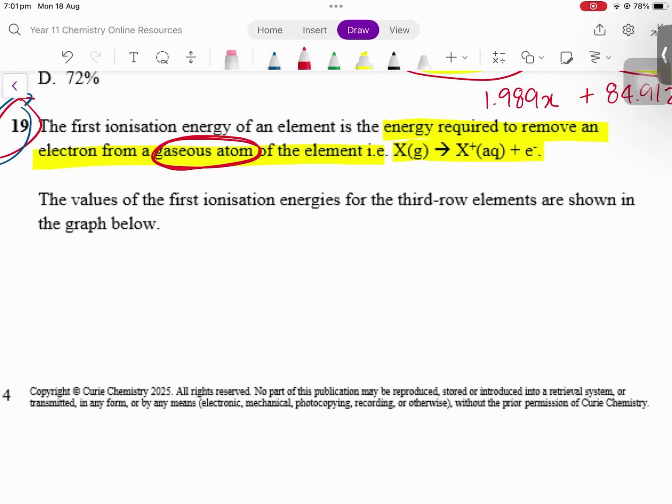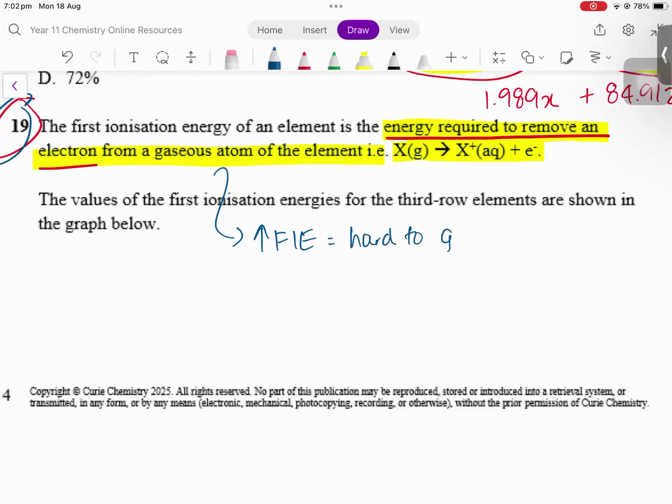For our sake, though, in terms of answering this theory question, your only concern is this part, your energy required to remove an electron. Okay, so let's dissect this and keep it straightforward. First ionization energy is the energy required to remove an electron. What that means is if the FIE is really high, first ionization energy, if it takes a lot of energy to do it, guys, in simple terms, what it means is this. Yeah, if the first ionization energy is high, in simple terms, what it means is it's hard to get rid of an electron.